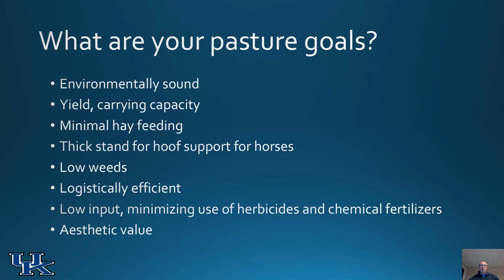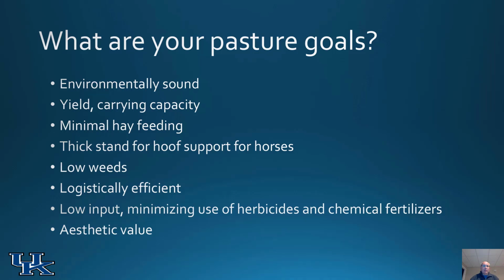You can compare your list to this list from one of my previous classes. Here are the pasture goals that we came up with in class. Environmentally sound. We already know that forages are important to meeting the best management practices for the Ag Water Quality Act in Kentucky. And I think that's exactly right. Forages are part of the solution to being able to be environmentally responsible with our livestock operations.